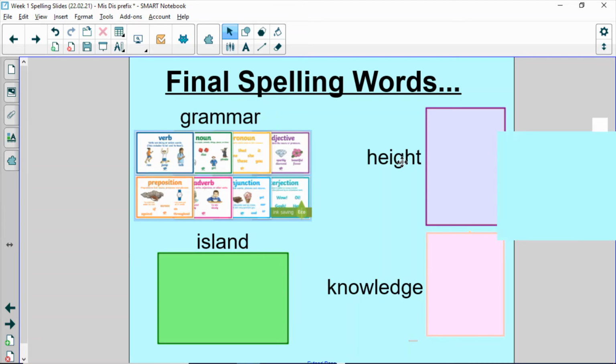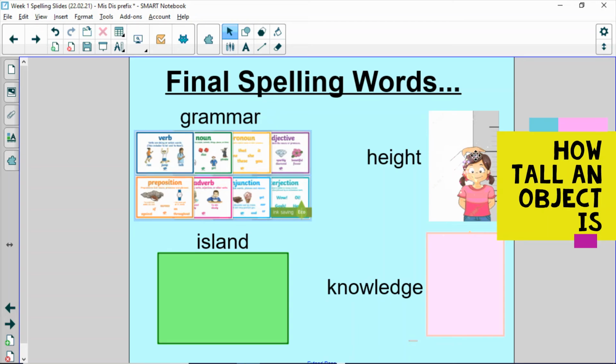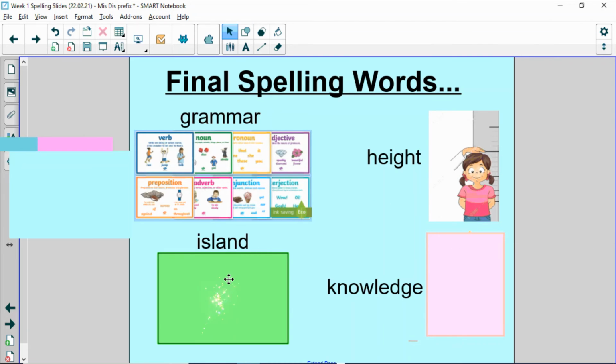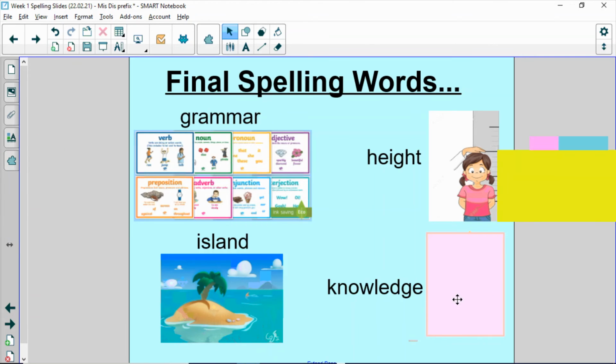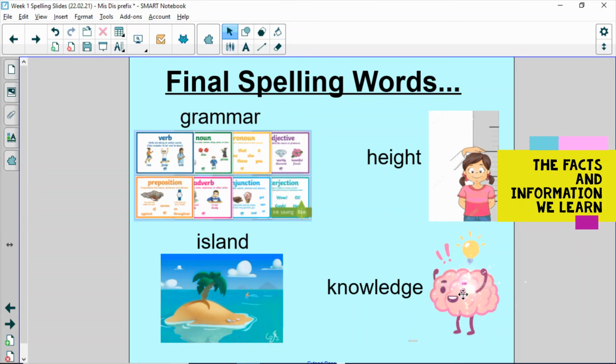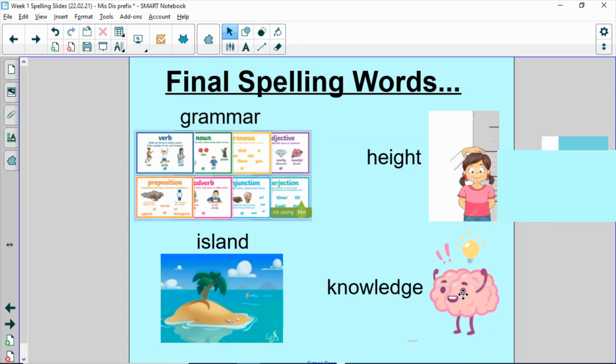We've got another word, height, which means how tall an object is, just like the girl here measuring her height there. Island is a piece of land, like this, that's surrounded by water all the way around it. And finally, knowledge is all of the facts or the information or the skills that you learn and you use. So they're all of our spelling words for this week.